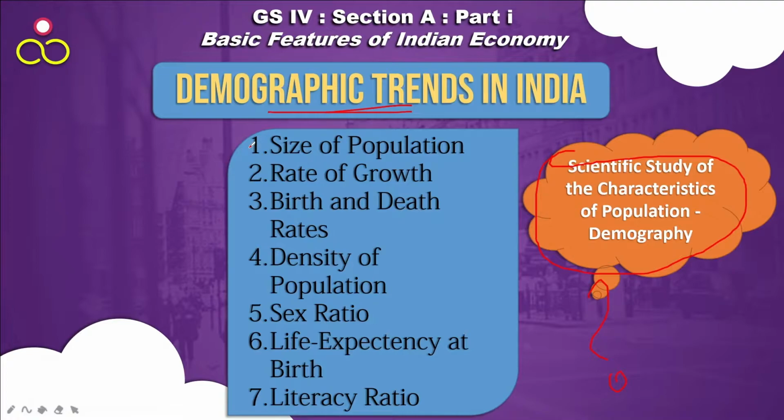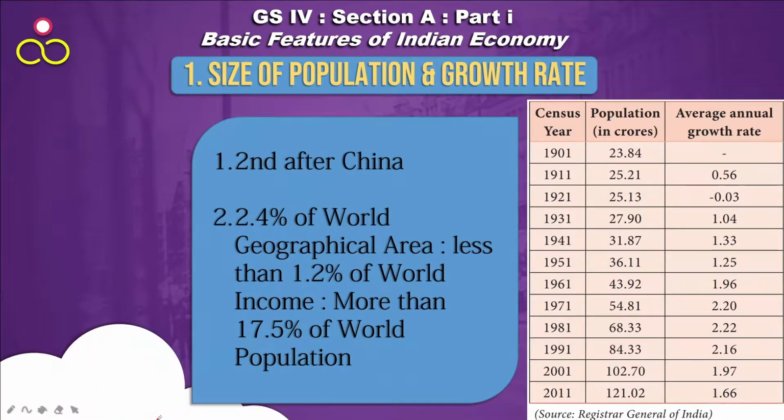Now, demographic trends. Some of the basic trends that economists use to measure are the size of population, the growth rate, birth and death rate, density, sex ratio, life expectancy at birth, literacy ratio, etc. We'll go deeper into each of the points. So first, the size of the population and the growth rate.